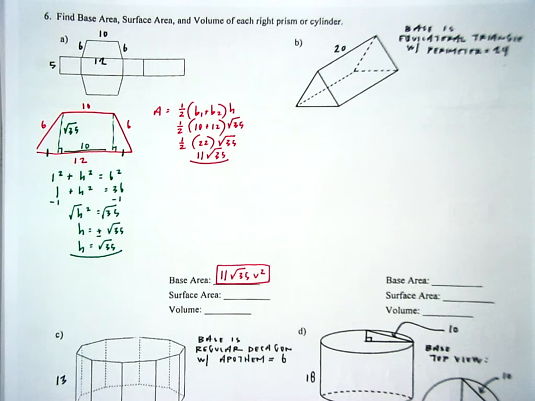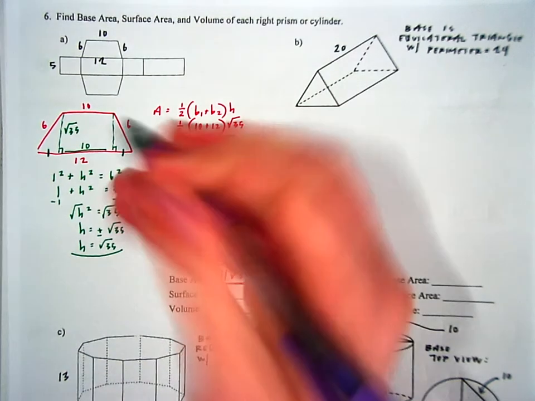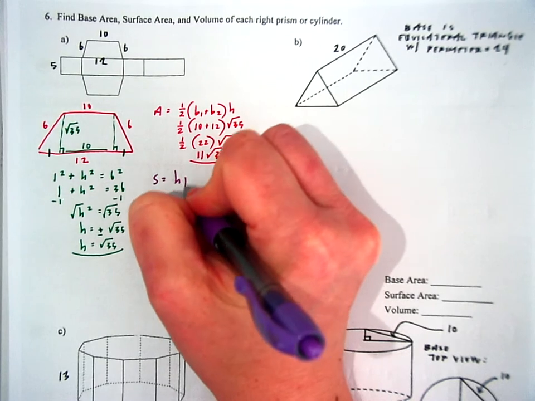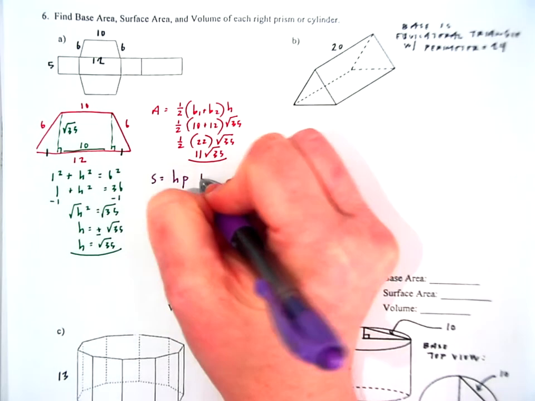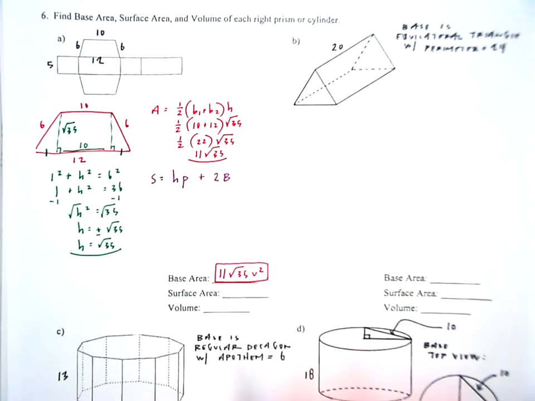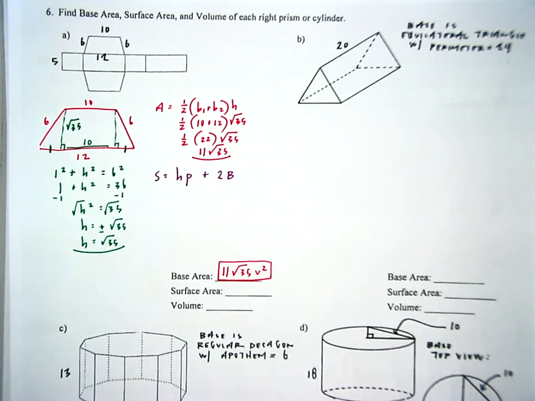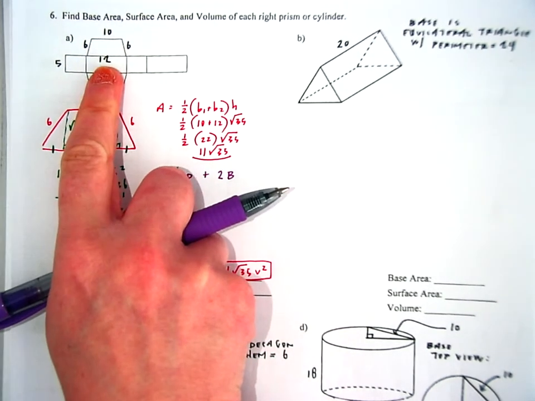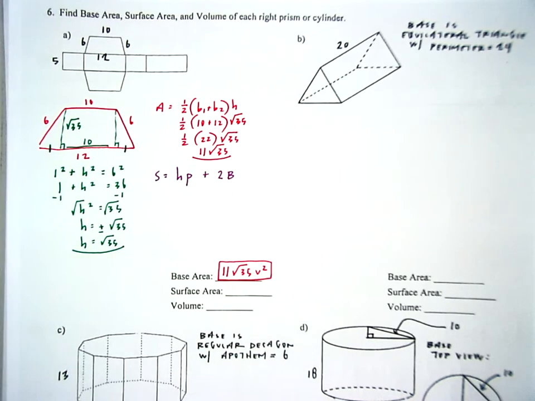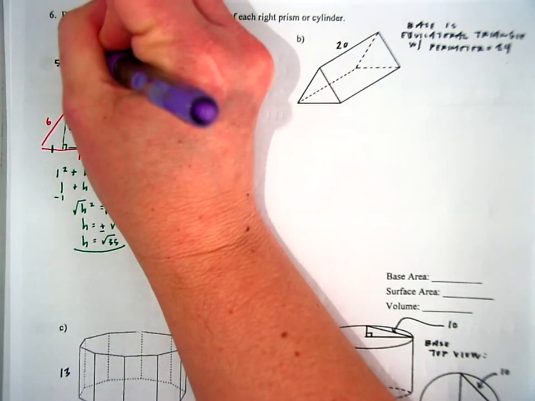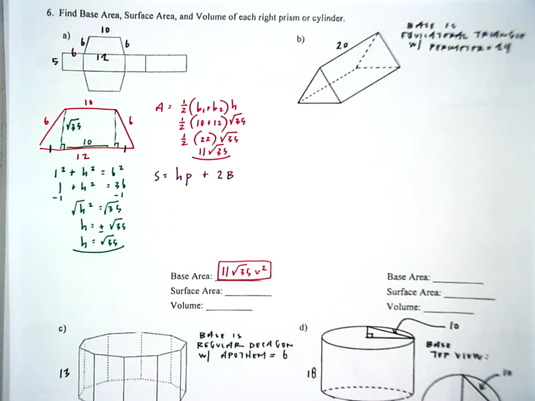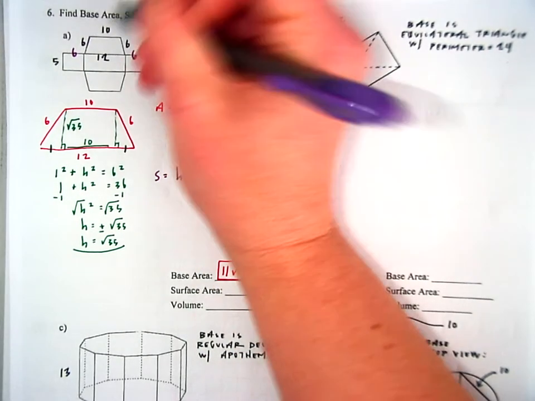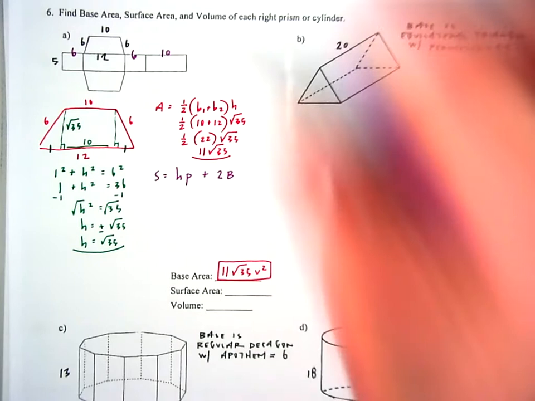So for surface area, I need the height of the prism times the perimeter of its base plus my 2 base areas. So looking at here my base, remember that what happens when we take a net and we make it go 3D, that 6 right here is the same as the 6 right here. The 6 right here is the same as the 6 right here. And that 10 would be a 10 right in here as well.